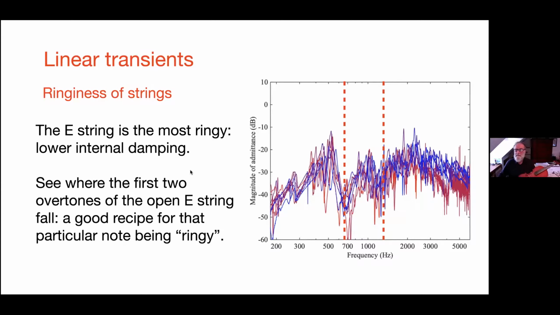Well, look back at that plot of all those violin admittances and see where the open E string lies. Here's the fundamental, 660 Hertz. Here's the octave of that. The fundamental of the open E string lies in this deep trough that all violins more or less share. Not only that, but the octave of it is not far away from this other dip that most violins share. So actually, I don't know if this is a coincidence, but the open E string of a violin in conventional tuning is ideally placed to be rather ringy.